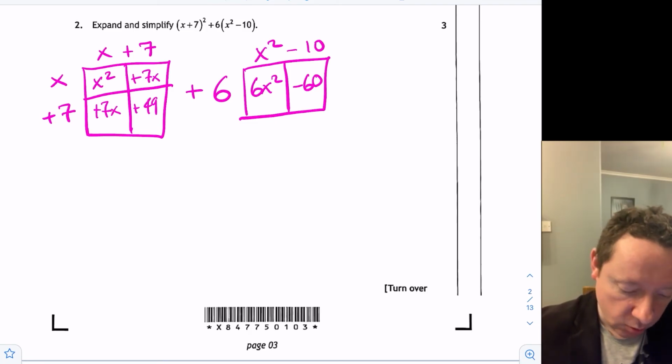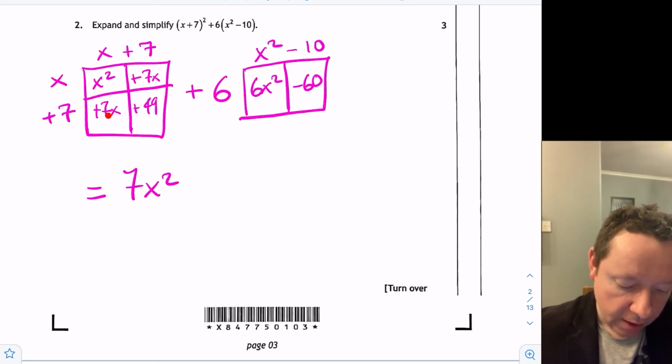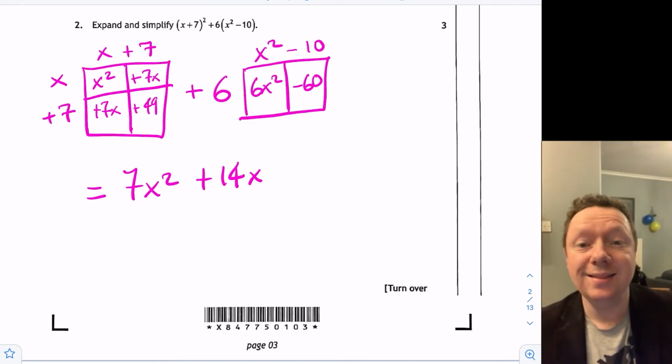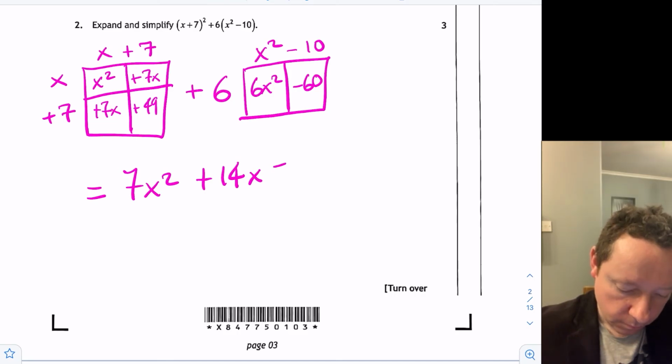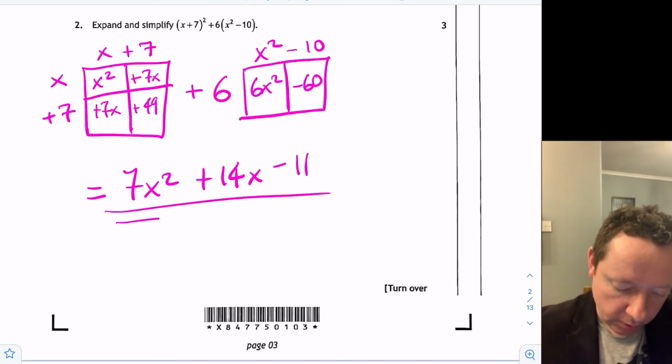So looking at the x² terms first, I've got 1x² plus 6x², so that's 7x². Looking at the x's, 7 and 7 is 14x, no other x's. So plus 14x. And finally, I've got 49 take away 60. So that's negative 11. And we're done there.